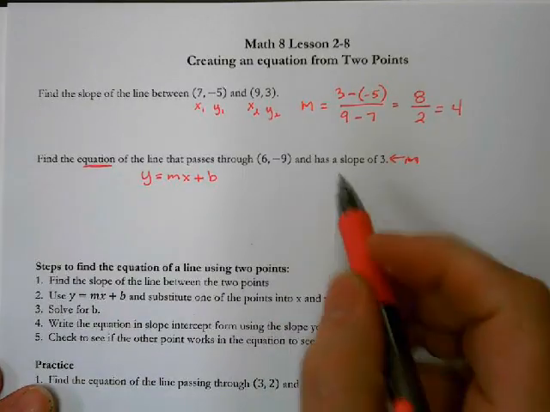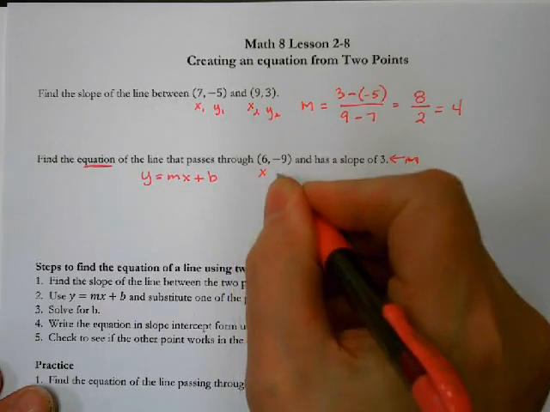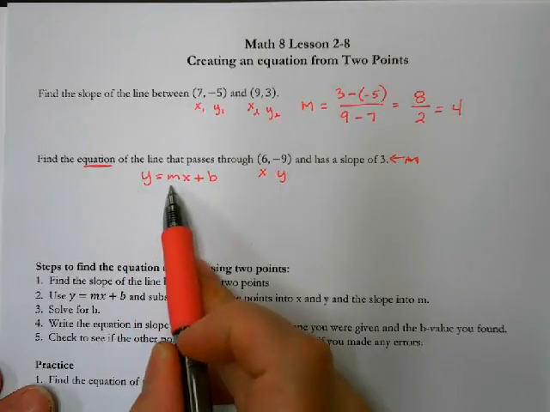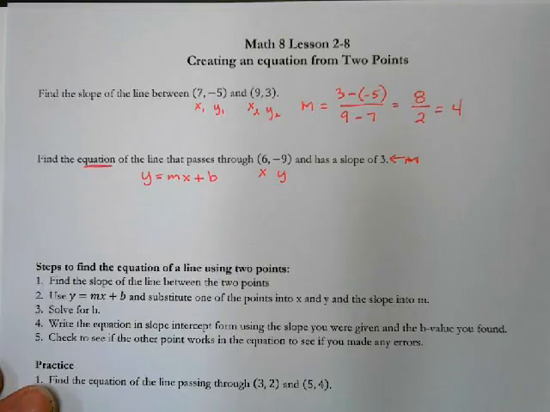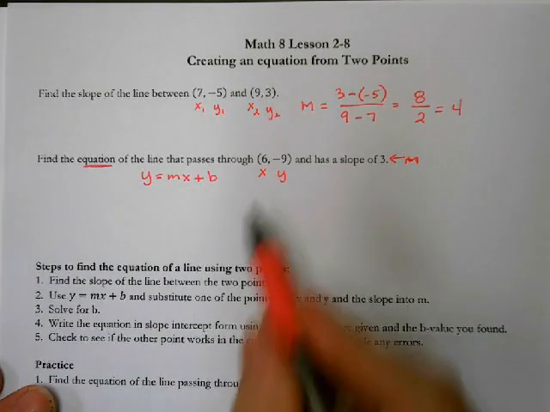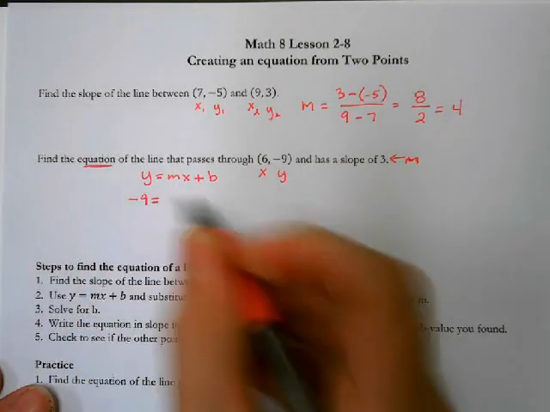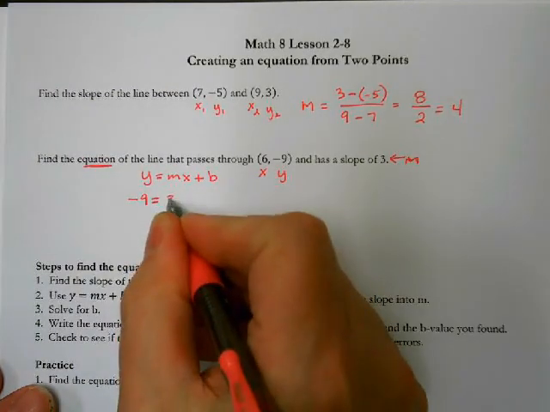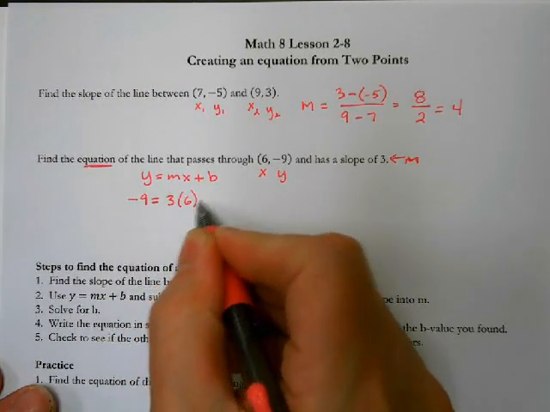So what we're going to do is use this point, (6, -9), as our x and y in this equation. So we're going to fill in y, m, and x, and then we can find b, and we'll have the two things we need to write the equation of the line. So let's plug everything in. Instead of y, I plug in -9. Instead of m, I plug in 3. Instead of x, I plug in 6, plus b.